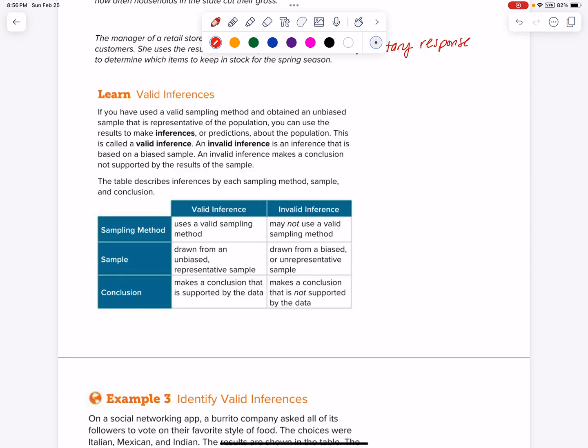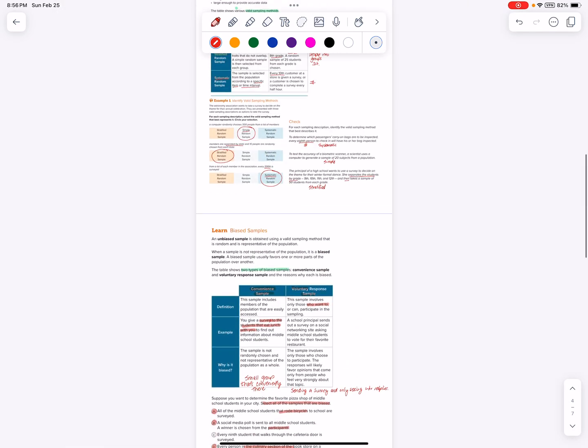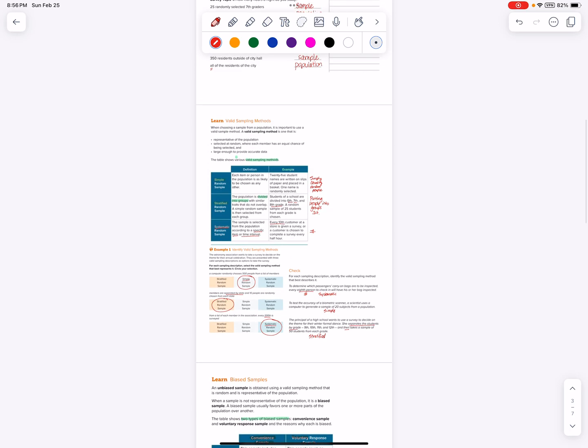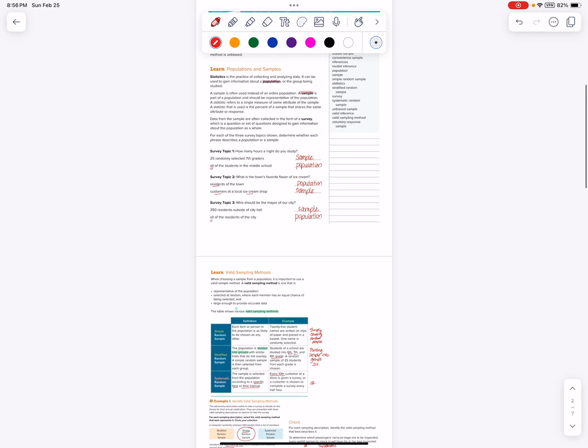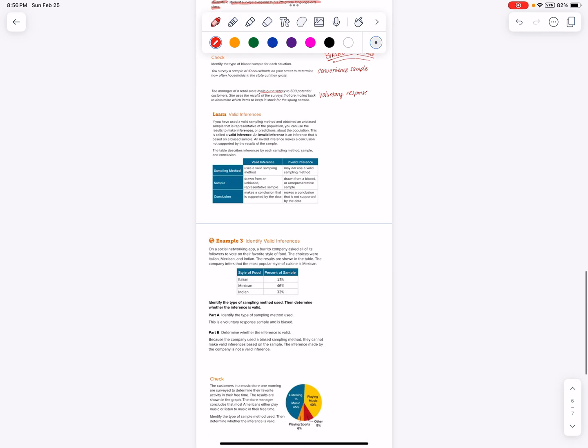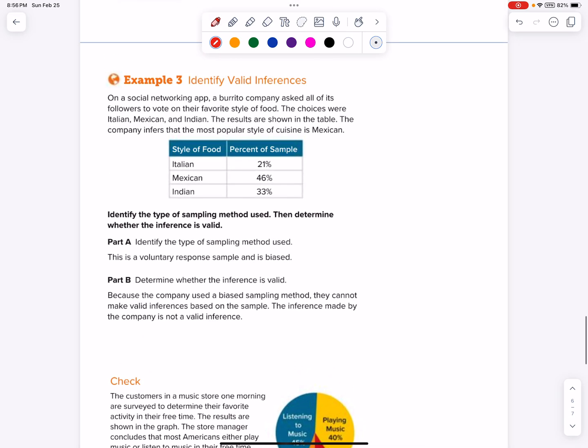Okay, so let's talk about how to make some valid inferences. So obviously you want to be able to do surveys and actually be able to look at the data and make some decisions based off of them. Okay, so if you have some good valid sampling methods, then you can actually use that data and make inferences. So that's what we're going to talk about now. Okay, so here we go. On a social networking app, a burrito company asks all of its followers to vote on their favorite style of food. The choices were Italian, Mexican, and Indian, and the results are shown in the table.